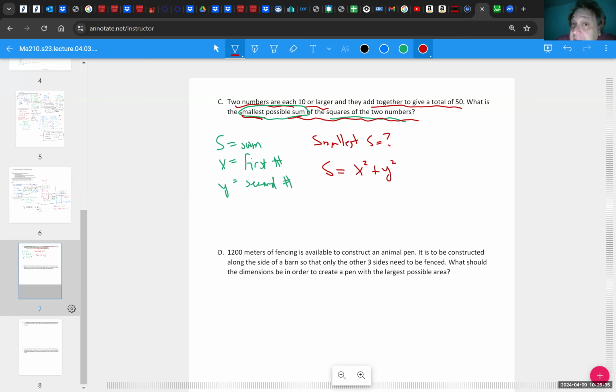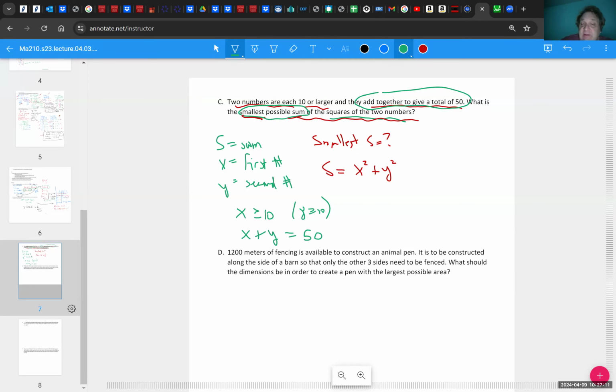I also have to see if there are any endpoints. Each number is 10 or larger, so I know X is at least as big as 10. Also, Y is at least as big as 10, but I'm going to be reducing this down to one variable anyway. So I'm just going to write this, but you can also write Y is at least as big as 10 if you want to keep track of that as well. We also know that the sum of X and Y, X plus Y, gives a total of exactly 50.